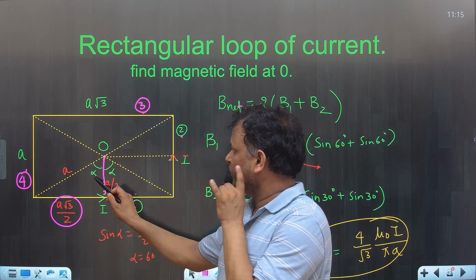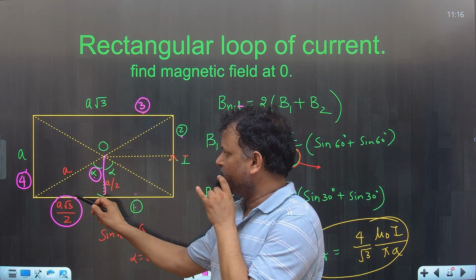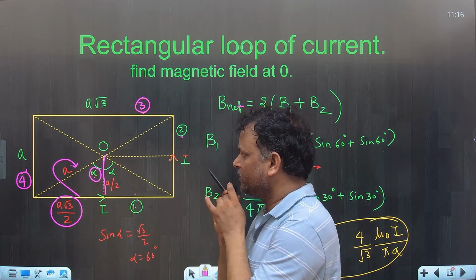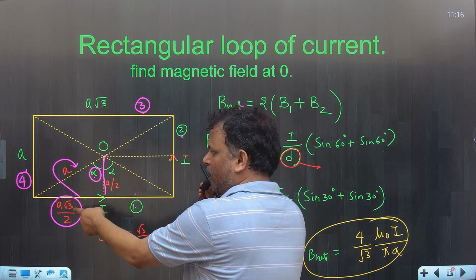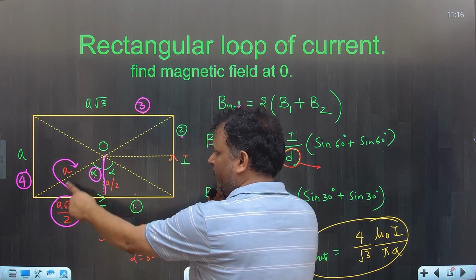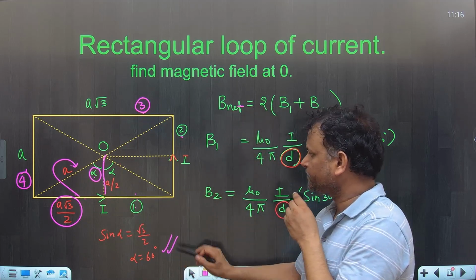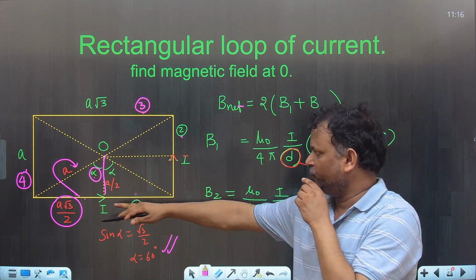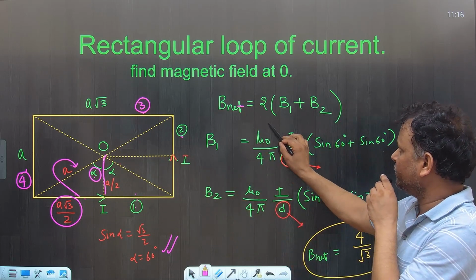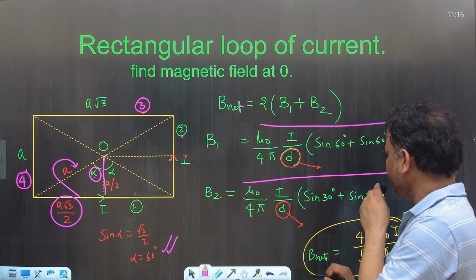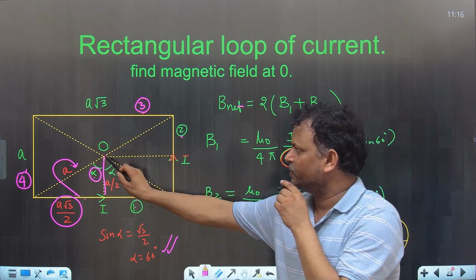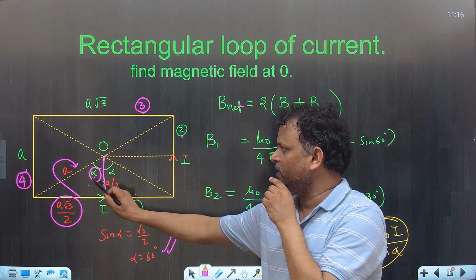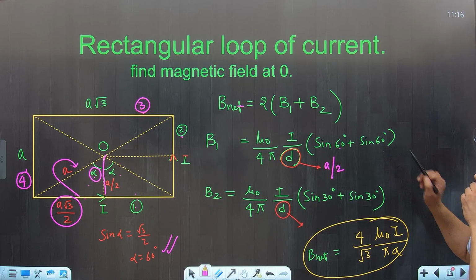So you can get sine alpha. Sine alpha is perpendicular by hypotenuse, that is this by this, right? Sine alpha is opposite by hypotenuse, that is root 3 by 2. So alpha is 60 degree. And you can calculate B1. So B1 is due to this wire on the O, the formula will be the same formula. What will be D here? D will be a by 2, right? And angle alpha is 60 degree and 60 degree. So you will write sine 60 and sine 60.